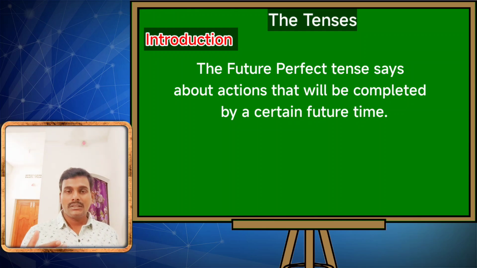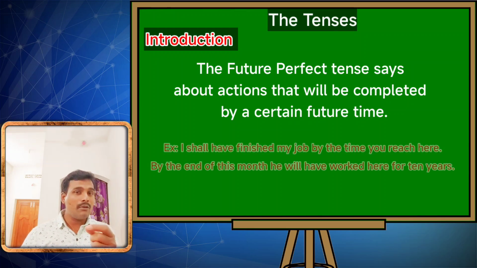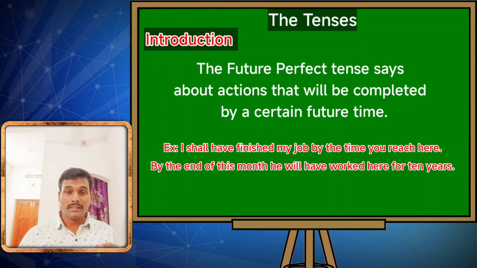Meaning in the future, something will happen at a particular time. That we can express in future perfect tense. Meaning, I shall have finished my job by the time you reach here. Meaning the time you arrive, I'll have finished my job. Okay. Meaning by a certain time in the future, something else will be completed. This comes under future perfect.